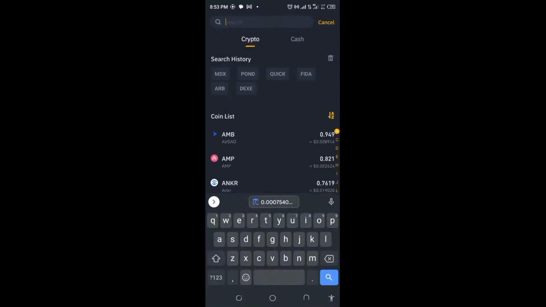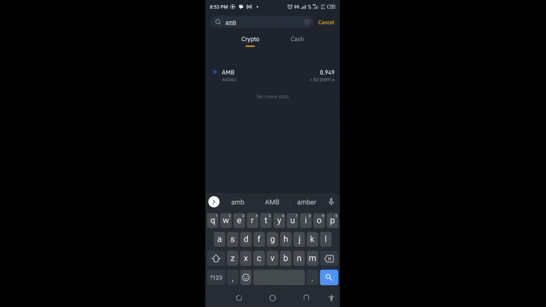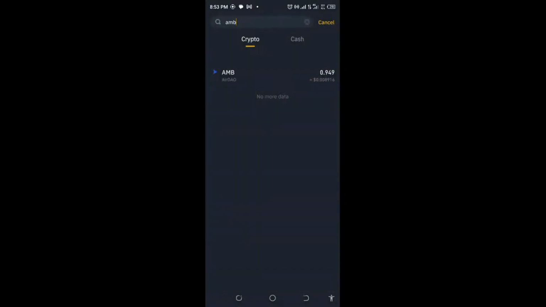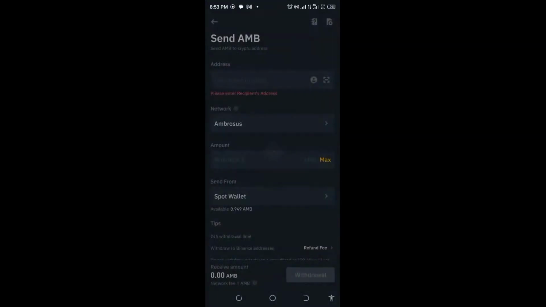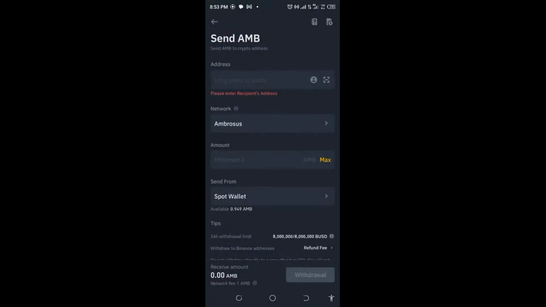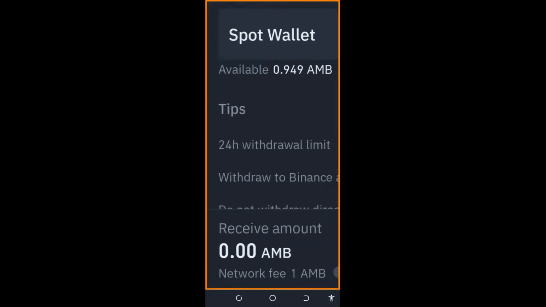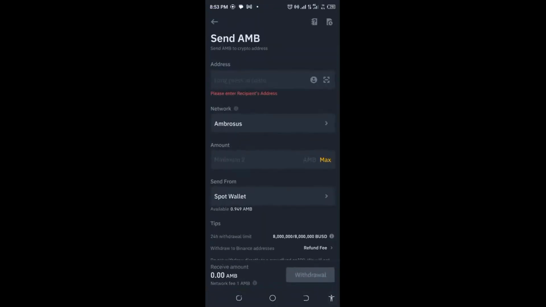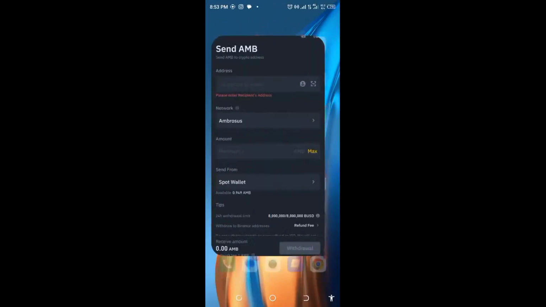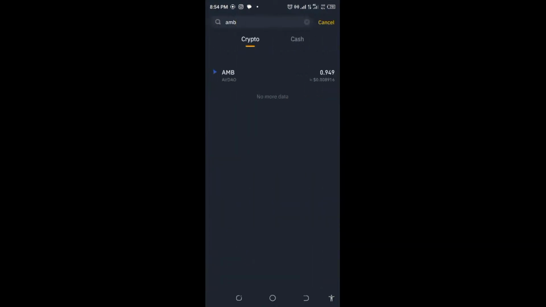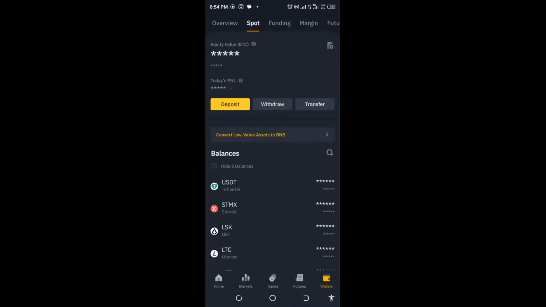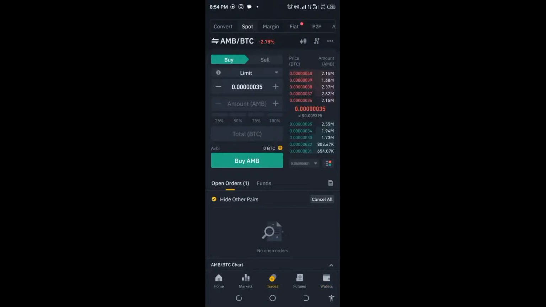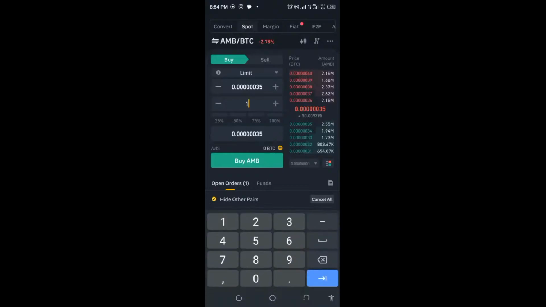So we're going to put that AMB in there, and we'll see. What is this? What is the network? Okay, it's Ambrosus, and it's one AMB. Okay, so one AMB is not that much. Let's go back in to see how much one AMB is. If I want to buy one, let's see.